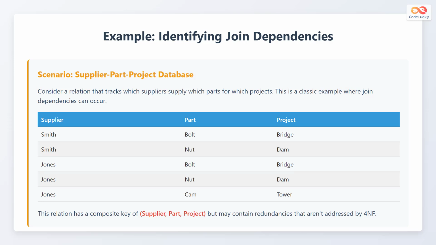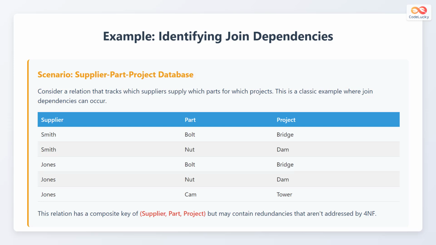Let's consider a scenario to understand this better. Imagine a Supplier-Part-Project database. This is a classic example where join dependencies can occur. Consider a relation that tracks which suppliers supply which parts for which projects.